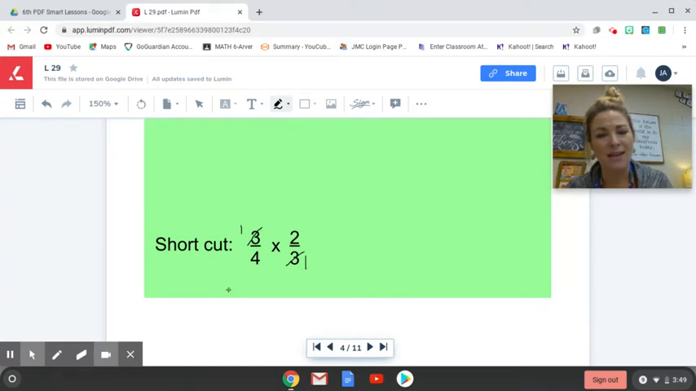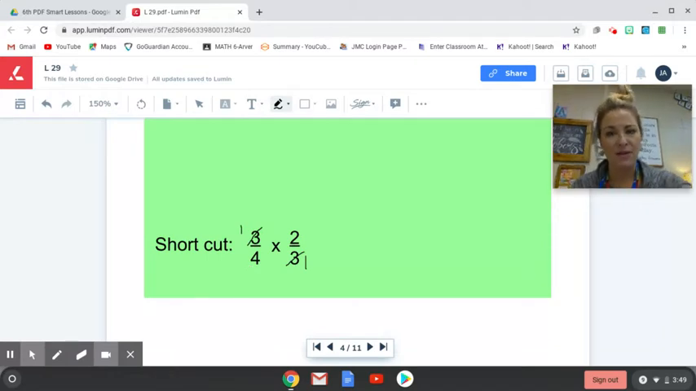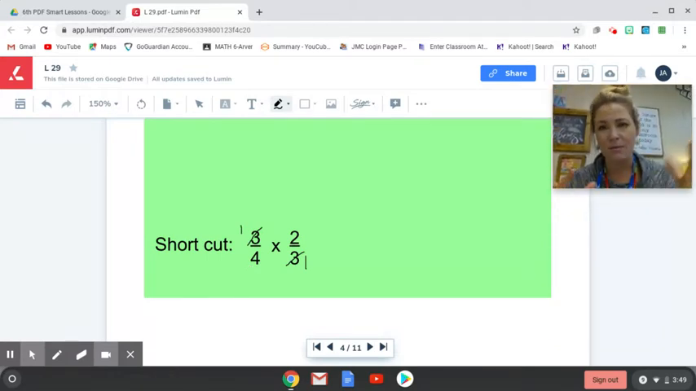Let's go at this other diagonal. Let's look at the 4 and the 2. Do they have a common factor that we can divide out to make those numbers smaller or simpler before we do our math? The answer, of course, is yes. So we have a 4 and a 2. What common factor do they have? They both have 2 in common.